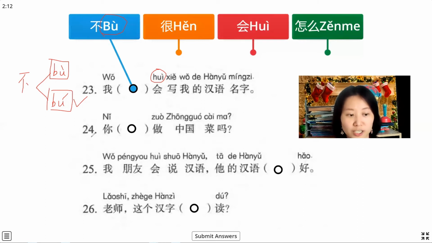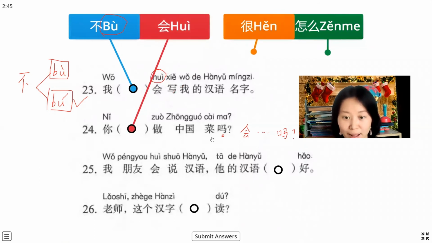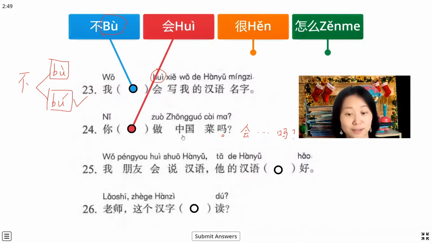Okay? And 24, 你做中国菜吗? 中国菜, Chinese dishes. And 吗 at the end of a sentence means an ordinary question. We can choose the 会什么什么吗, can you? Just to ask an ordinary question. And the answer, we always say 会, I can, or 不会, I cannot. So this one we can say 你会做中国菜吗, can you cook Chinese food? Okay, this 做 means to do something.